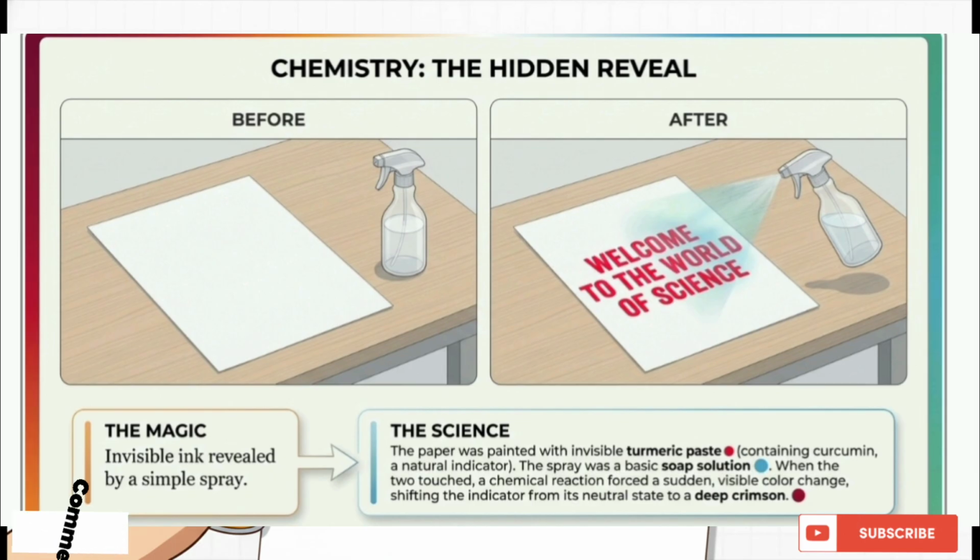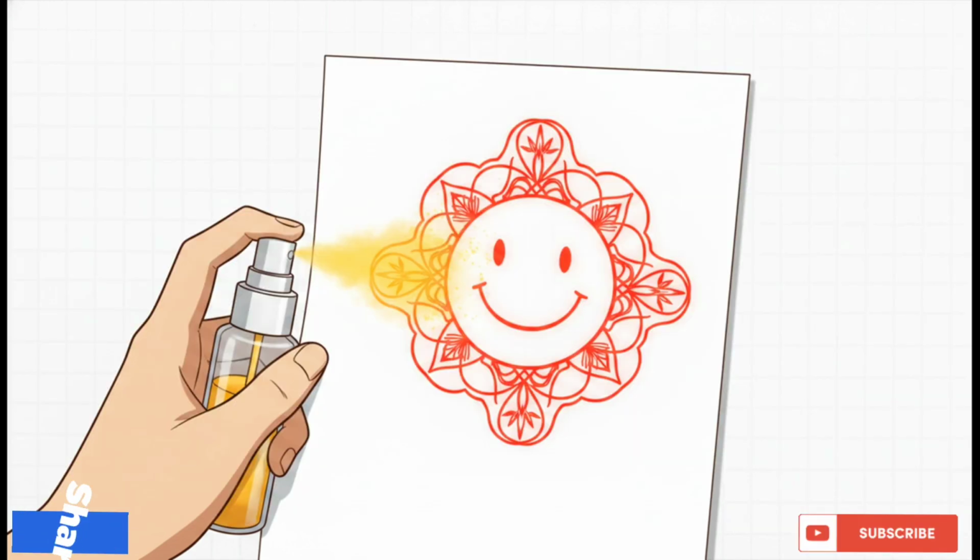Then, the spray the volunteer used, that was their natural indicator, turmeric. The second that yellow turmeric spray hit the basic soap, a chemical reaction kicked off and the letters turned a magical, brilliant red. See, it wasn't magic at all. It was just a brilliant application of acids and bases.